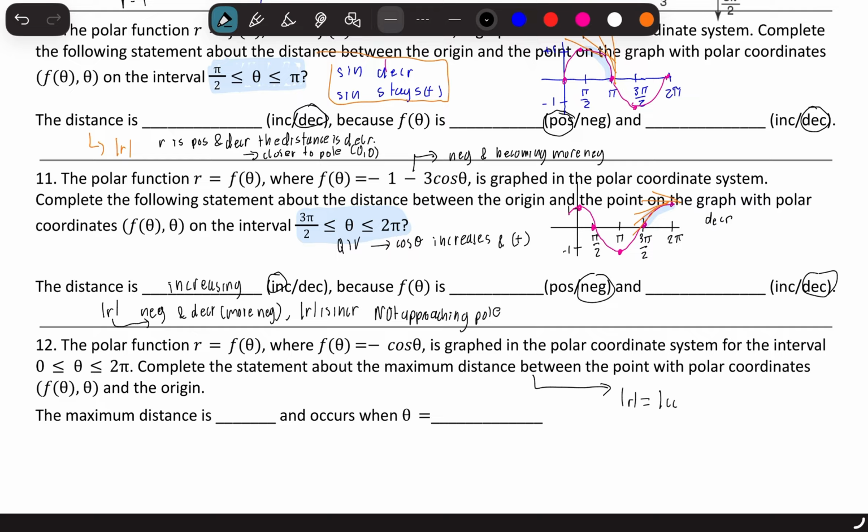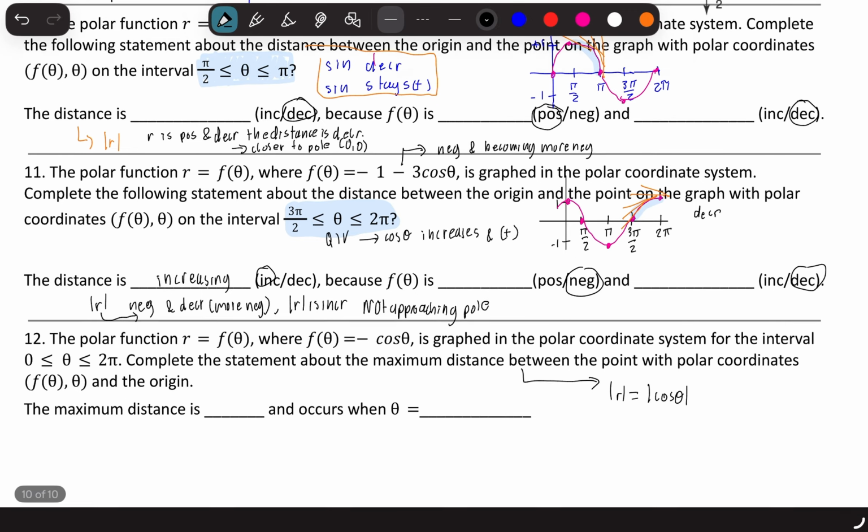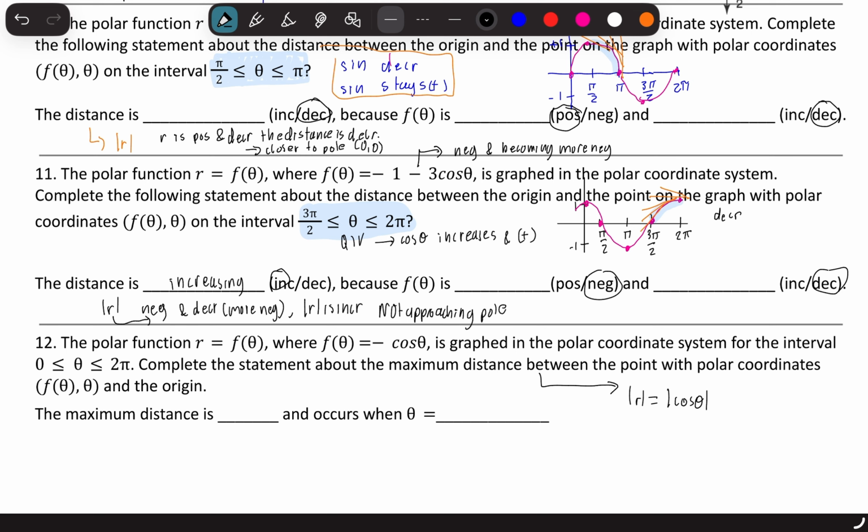The absolute value of r is going to be the absolute value of cosine theta. The maximum of cosine theta, we know, is equal to 1. That's the range. So this occurs when cosine theta is equal to plus or minus 1. That happens at 0, pi, and 2 pi.